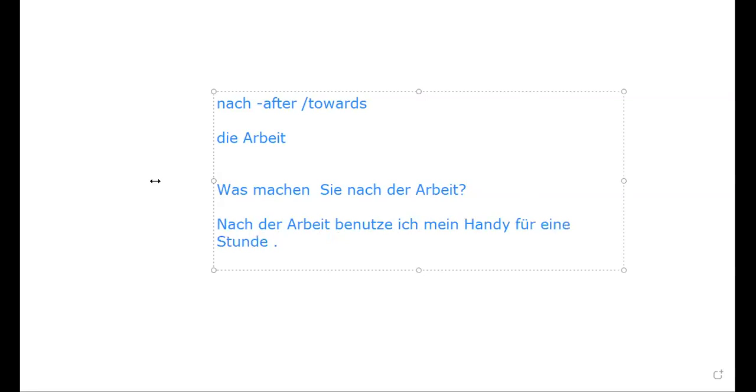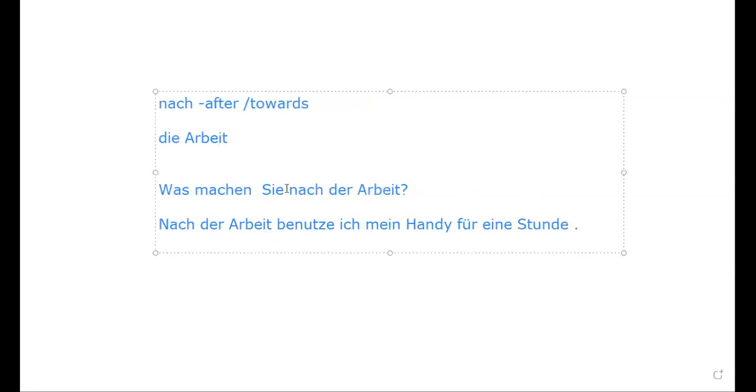But here the important point is I have used a dedicated dative preposition. After that, I have done the change as per the dative rule here. Die Arbeit will change to der Arbeit. So, was machen Sie nach der Arbeit? Nach der Arbeit benutze ich mein Handy für eine Stunde.